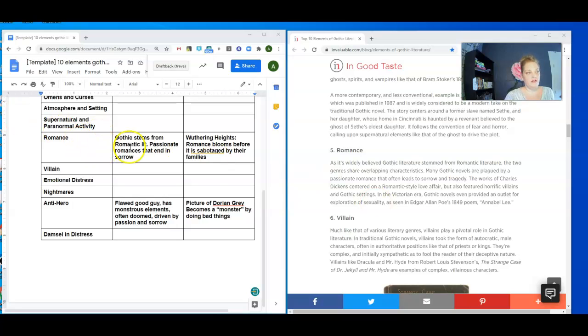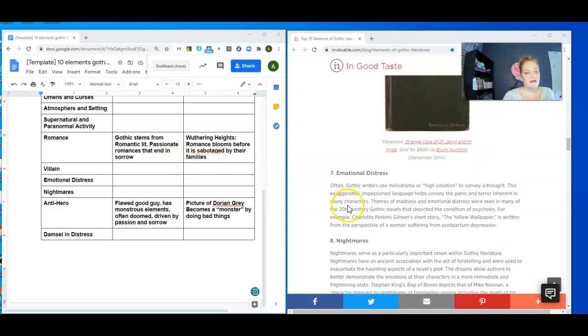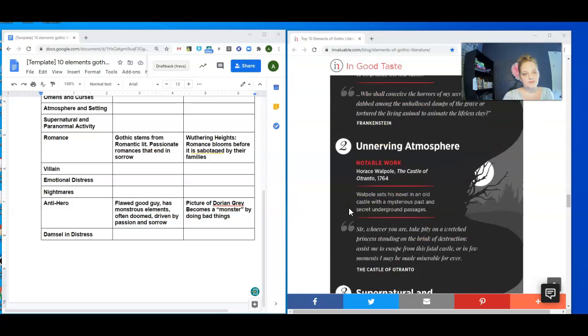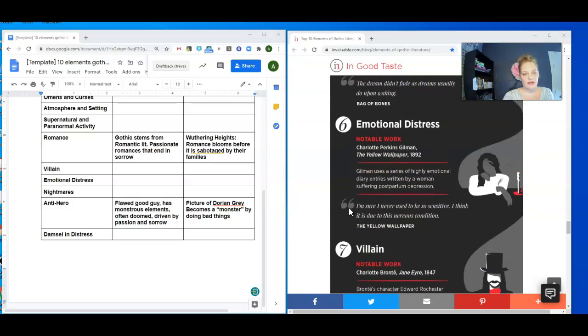So I put right here, romance. Gothic stems from Romantic literature. Passionate romances that end in sorrow. So I just basically took what this said, I summarized it in my own words. It was like, okay, it stems from Romantic literature, but then these are the passionate romances, yes, but they end badly. They end in sorrow. And I want you to use your own words in these because that's what's going to make sense to you if you look back at these as your notes. So if this has fancy language in it, put it in your own words when you put it in on your chart. Then we go down to the example, and they use the example of Wuthering Heights.